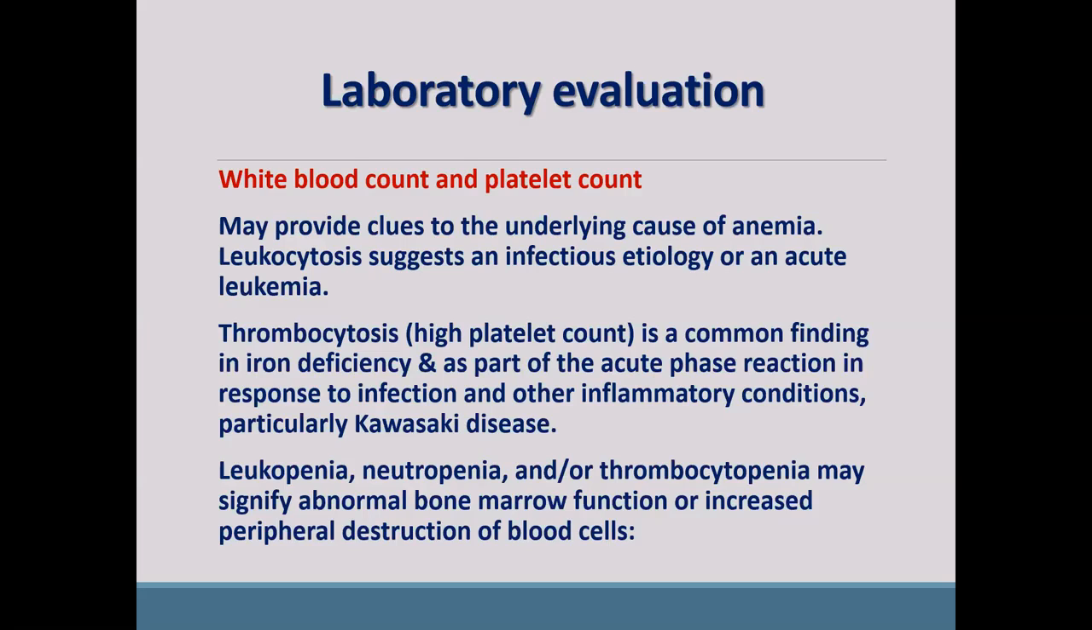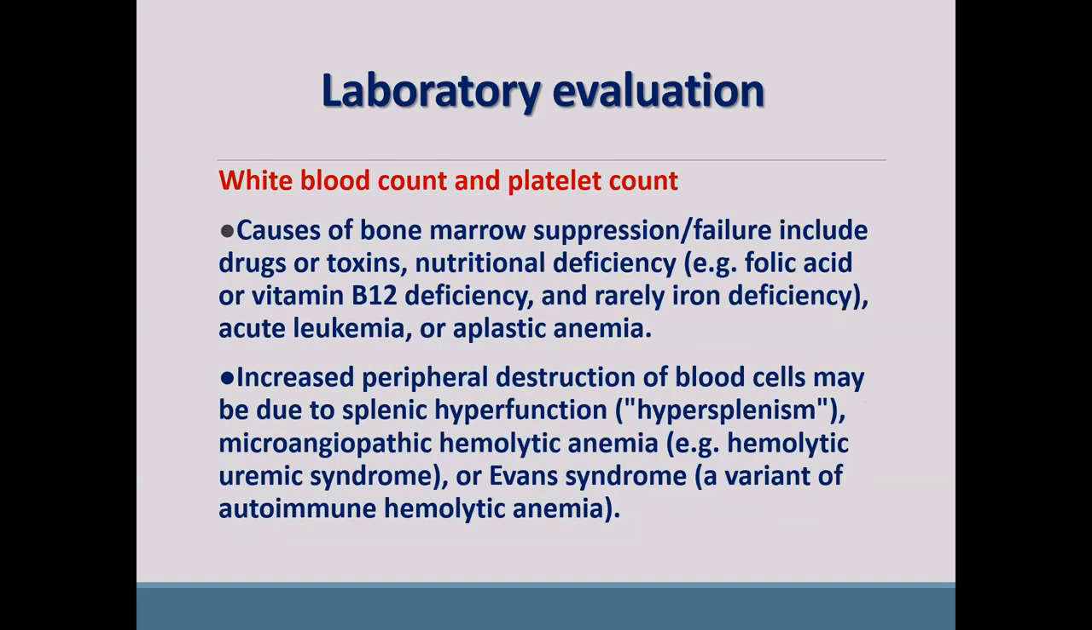Leukopenia, neutropenia, and thrombocytopenia, as you know, signify abnormal bone marrow function or increased peripheral destruction of blood cells. Causes of bone marrow suppression or failure include drugs or toxins like chloramphenicol or benzene, nutritional deficiency like folic acid and vitamin B12, rarely iron deficiency, because folic acid and B12 are essential for nucleic acid synthesis in the bone marrow and formation of blood elements, acute leukemia, or aplastic anemia.